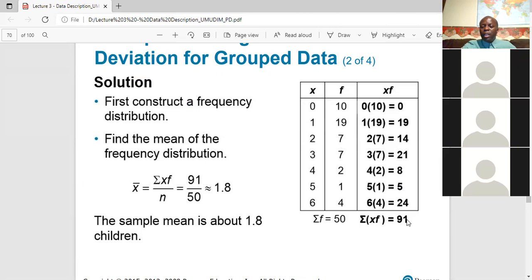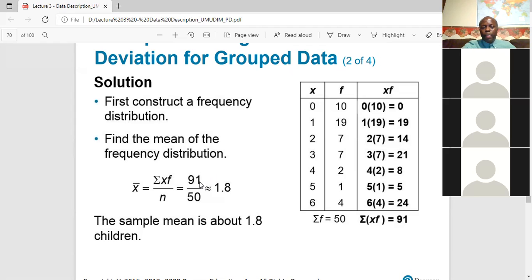You can double check it on your calculator. Then if you add all the frequencies, you get 50. So you plug it in here. X bar, sum of x times f, we did this yesterday, divided by n. That means sum of x times f is right here, 91. Put it right here. And sum of f is 50, which is this one.